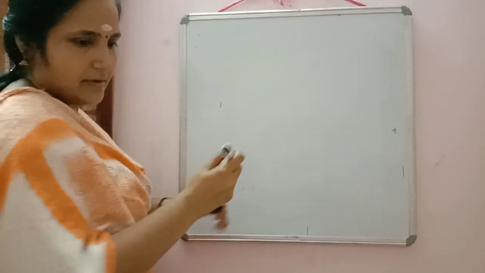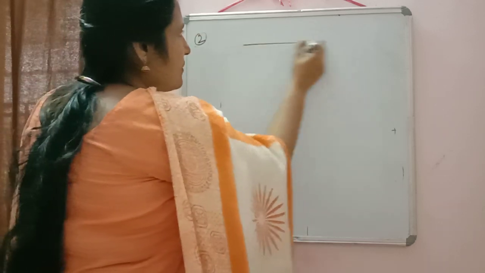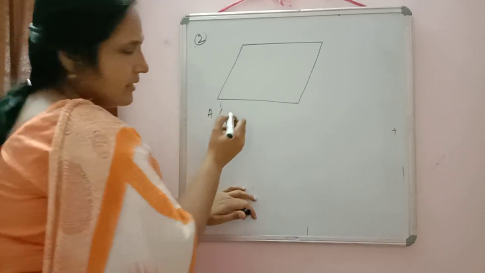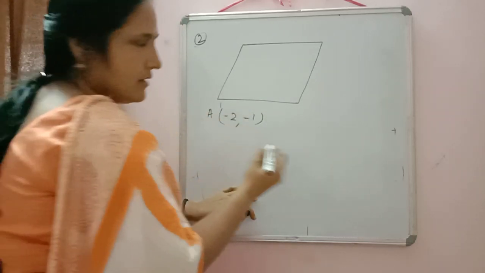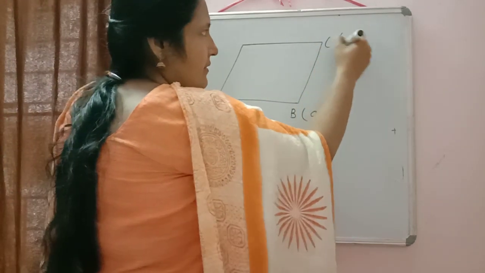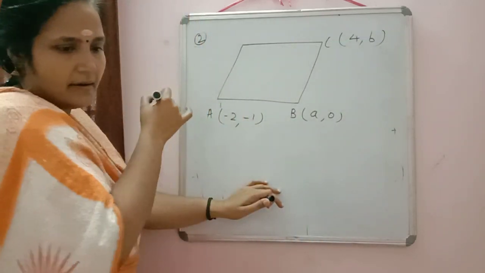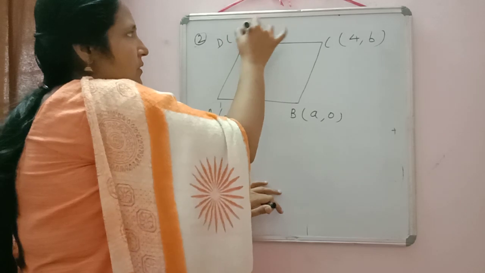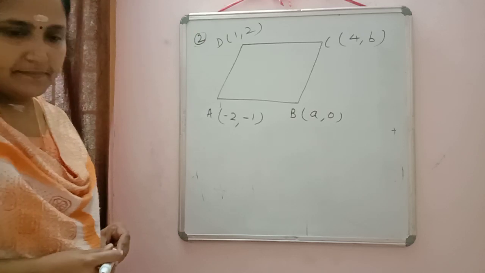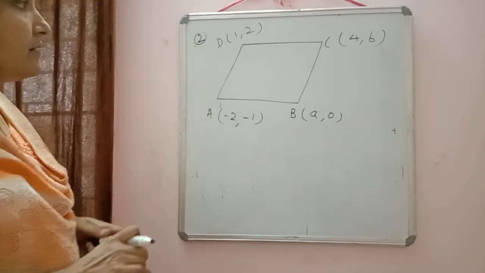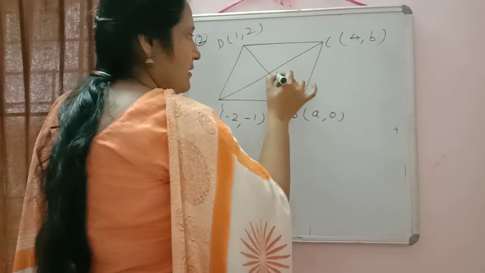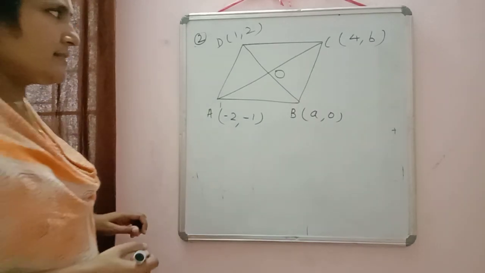In question number 2, the coordinates of a parallelogram were given as A(-2, -1), B(a, 0), C(4, b), and D(1, 2). We have to find out the value of a and b. So again, what we will do, we will join the diagonals. O. We'll use the same concept there.